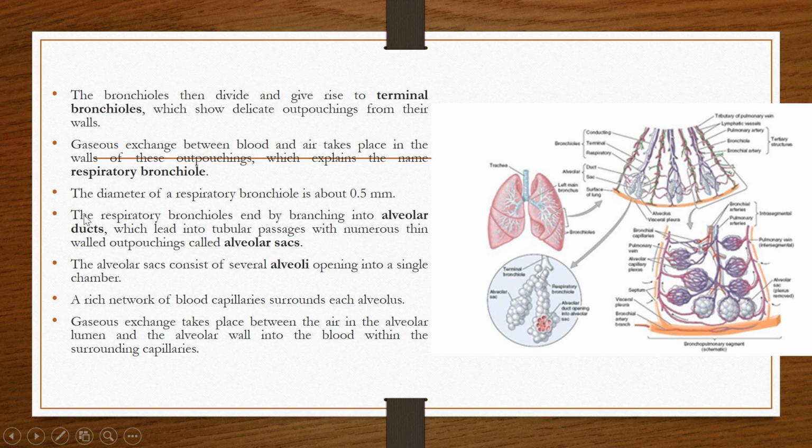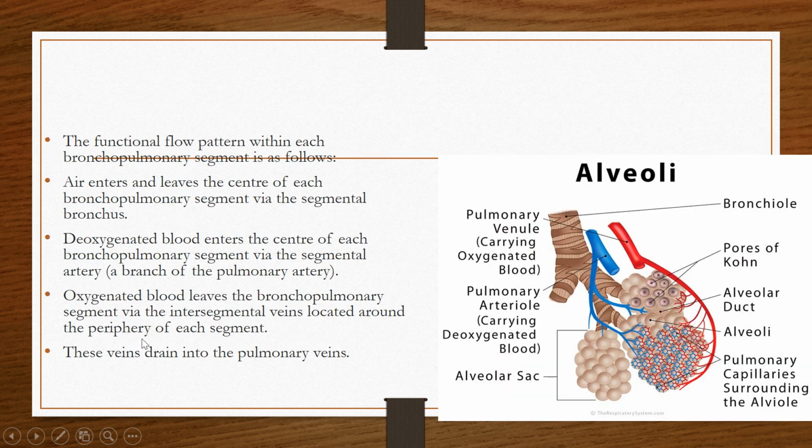Then there will be alveolar ducts, alveolar sac and alveoli. A rich network of blood capillaries surrounds each alveolus. What is the main function of the alveolus? Gaseous exchange. See here, this is one alveolar sac, one alveolar sac having many alveoli, and each alveolus will have many capillaries.